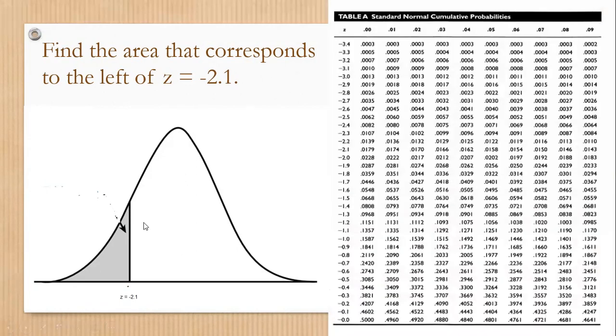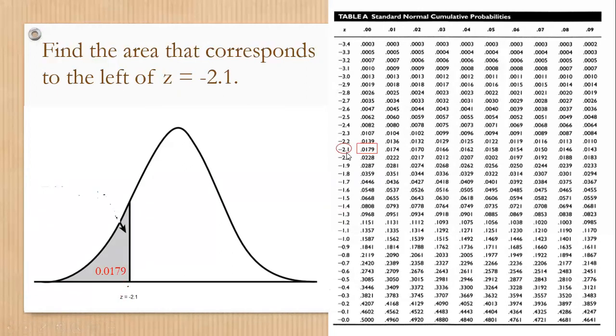So once you have drawn the area of z equals negative 2.1, from your z table, the first column are the z values. So look for 2.1. Okay? 2.1 is here. And since there is no next number, it means that the next number is 0. So meaning the area is 0.0179. So this area corresponds to 0.0179 of the normal curve.